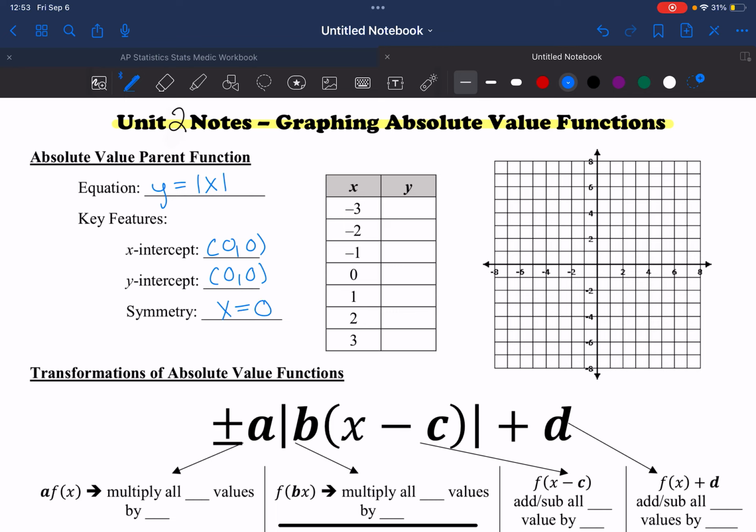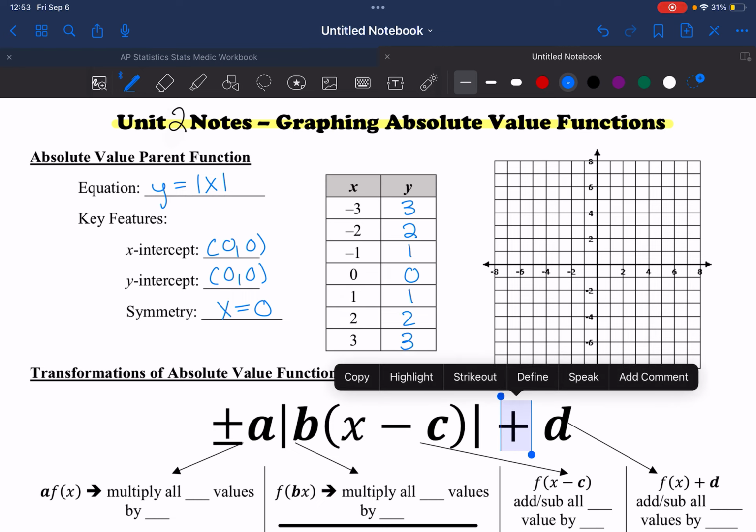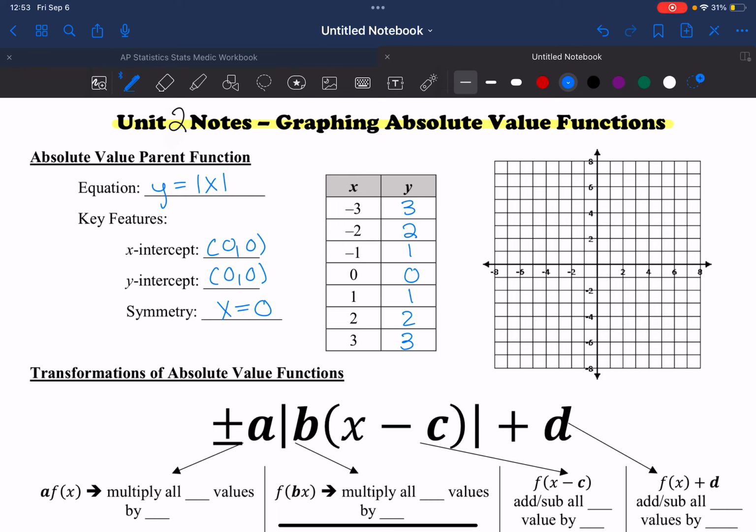We also completed the table yesterday by taking the absolute value of the x values. So the absolute value of -3 is 3. Then we get 2, 1, 0, 1, 2, 3. Again, repeating from last notes. I'm then going to take those points that I got on the table and plot them so we have a diagram of our parent function. So I have (-3, 3), (-2, 2), (-1, 1), (0, 0), (1, 1), (2, 2), and (3, 3).